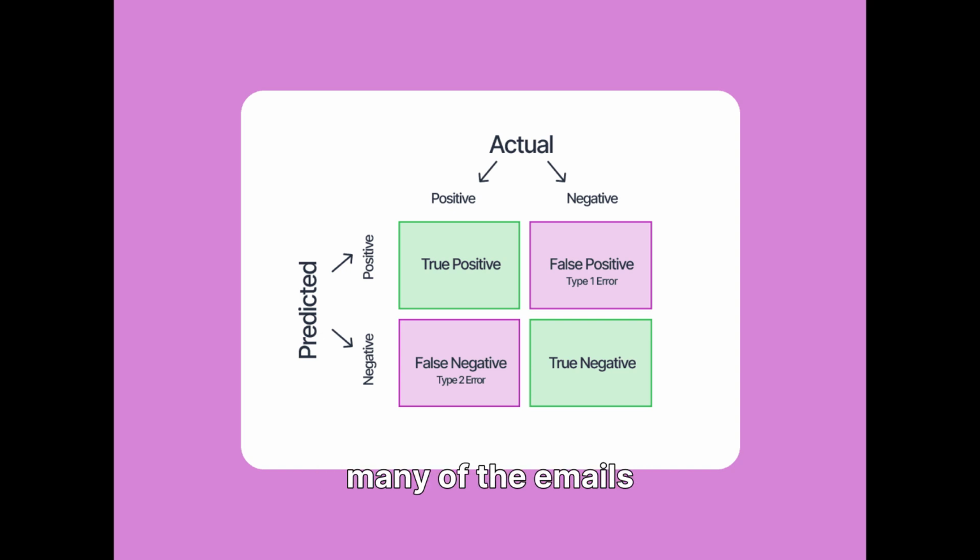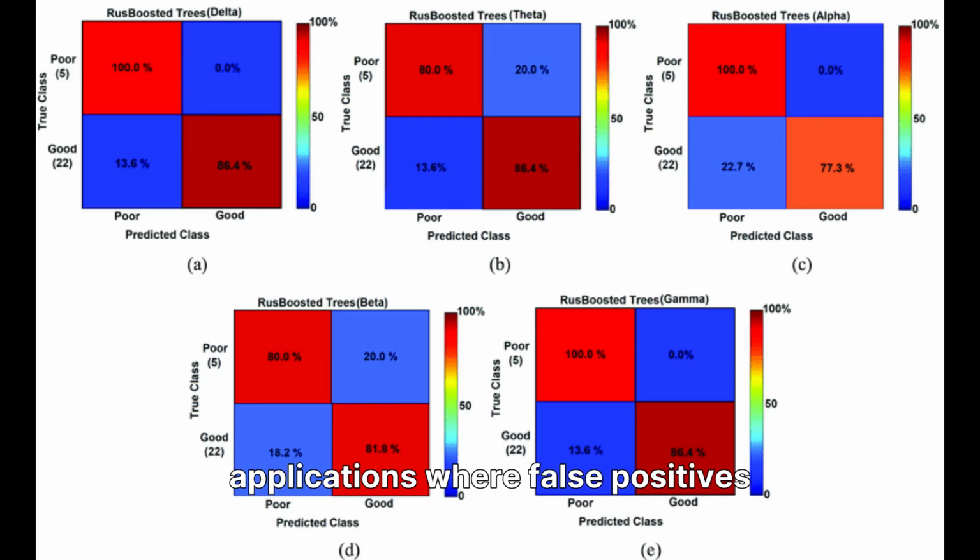Precision tells you how many of the emails your model labeled as spam were actually spam, while recall tells you how many of the actual spam emails were identified by your model. This is crucial for applications where false positives and false negatives can have significant consequences.